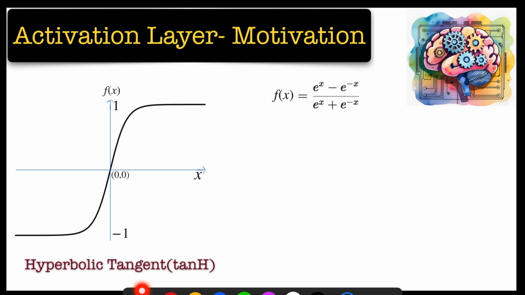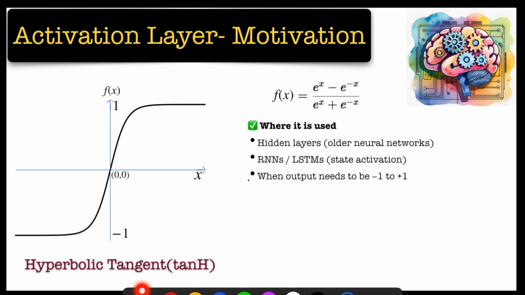Next function is hyperbolic tangent. The formula is f(x) equals e power x minus e power minus x over e power x plus e power minus x. The function runs from minus 1 to 1. Sigmoid runs from 0 to 1, but tanh runs from minus 1 to 1. And at 0, the f(x) value is 0. So this is a zero-centered function.